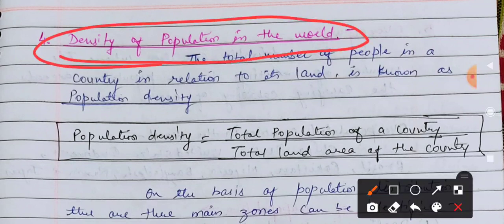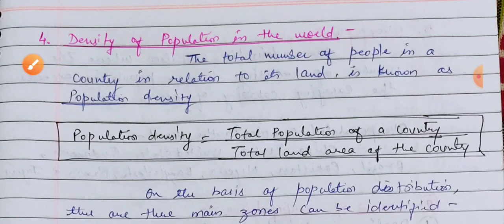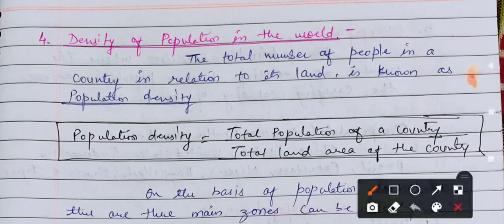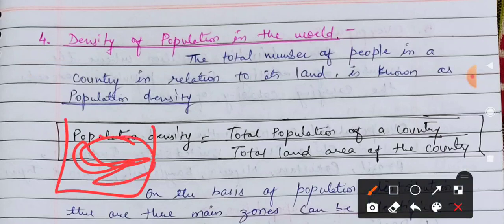So what is this density? First of all you have to understand what density is. Just like in chemistry or physics you have studied density, any material has a particular amount in a given area, and this is called its density. Like how dense the water is, or how dense the gas is.